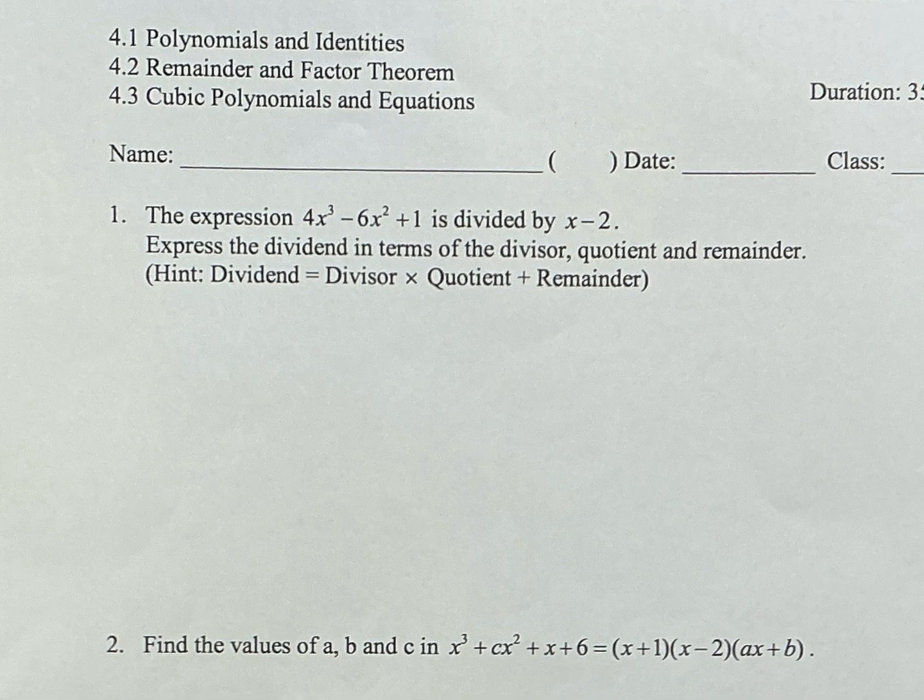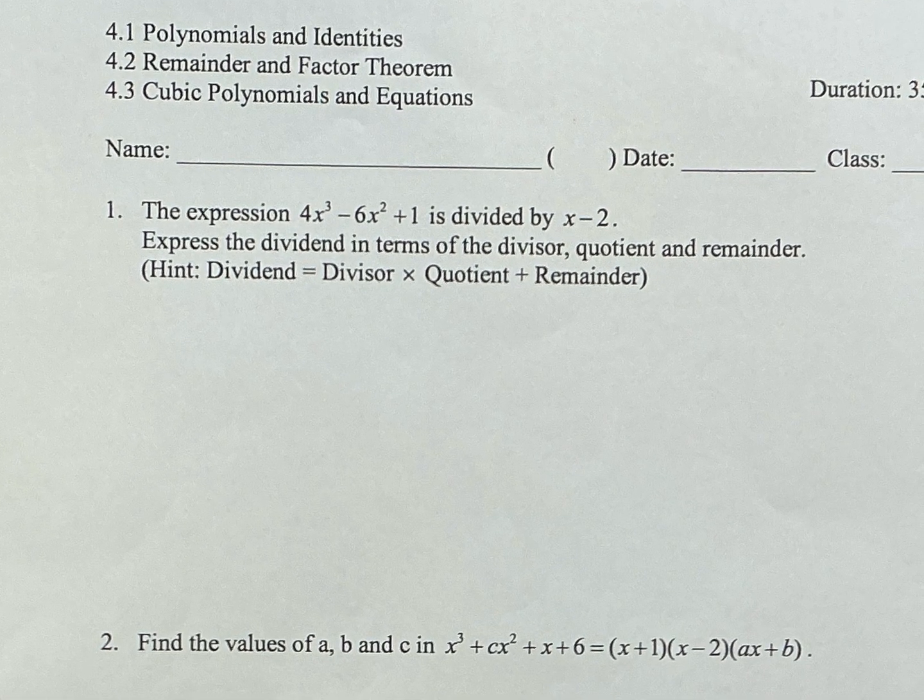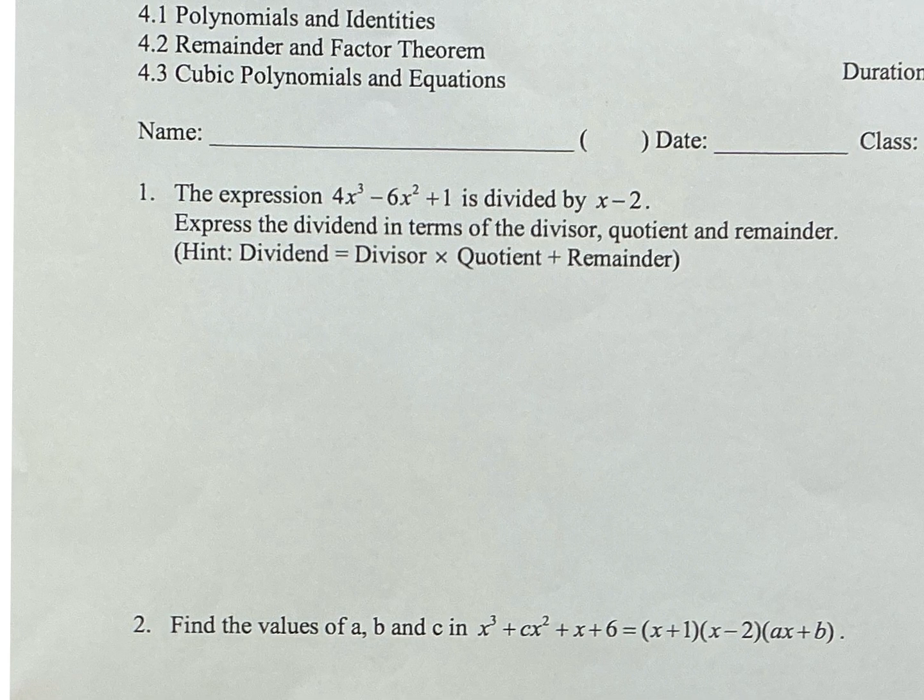This by x minus 2. So when you are doing long division, you will try to remove this by multiplying by 4x squared.